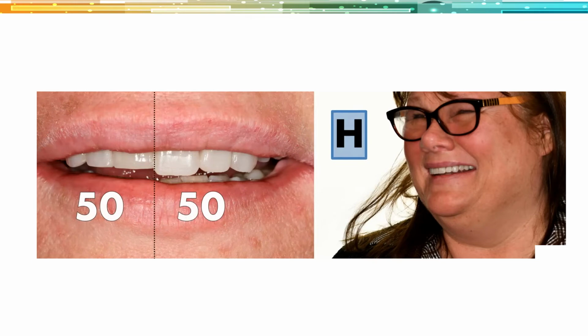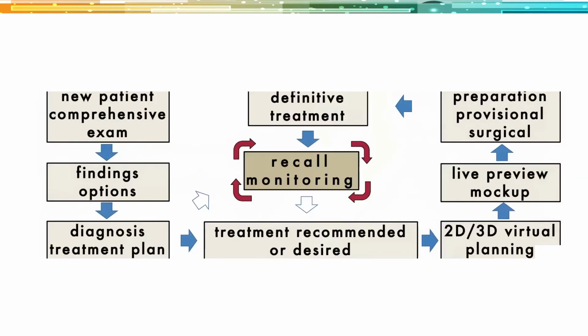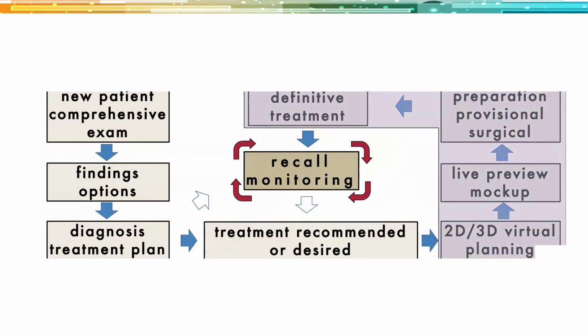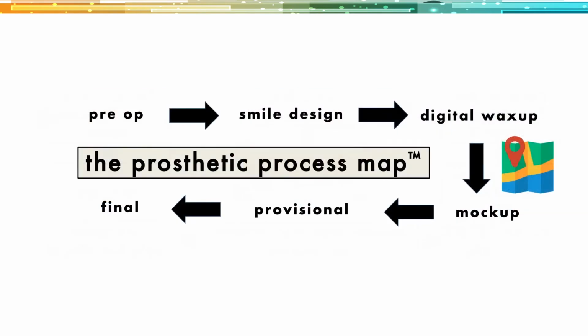This is kind of the last chance to really get the patient to be engaged and also aware of what's going on. And so this is where we talk a little bit about process mapping. This is the overall treatment process map that we talked about in the beginning. This part of the process map is the prosthetic part, and so I call this the prosthetic process map.